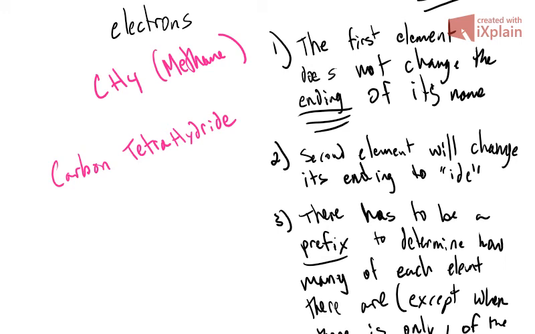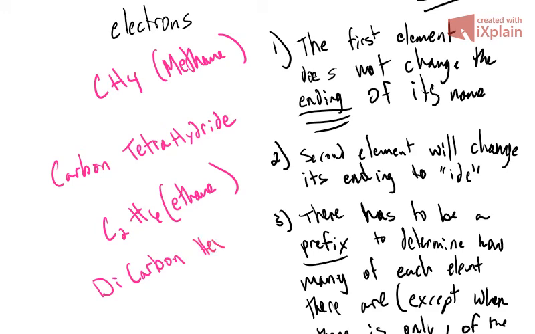Okay? Now, we can do something like this, where it's C2H6. This is ethane, but its correct name would be dicarbon hexahydride. Okay, since there is more than one, we have to put that prefix here.